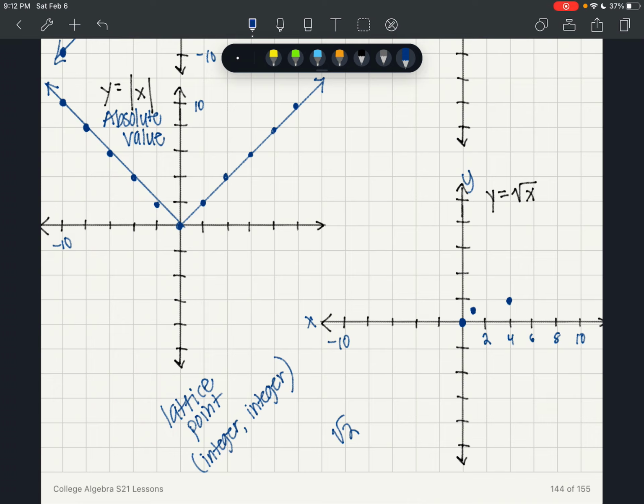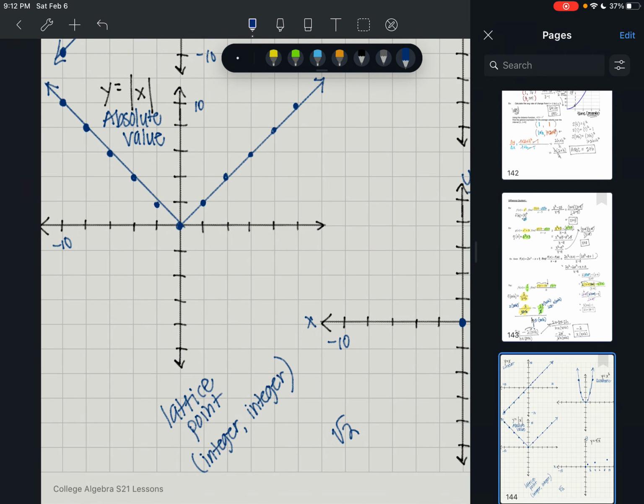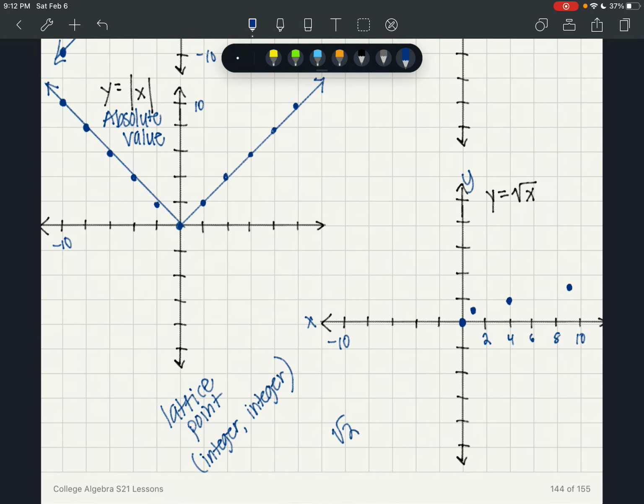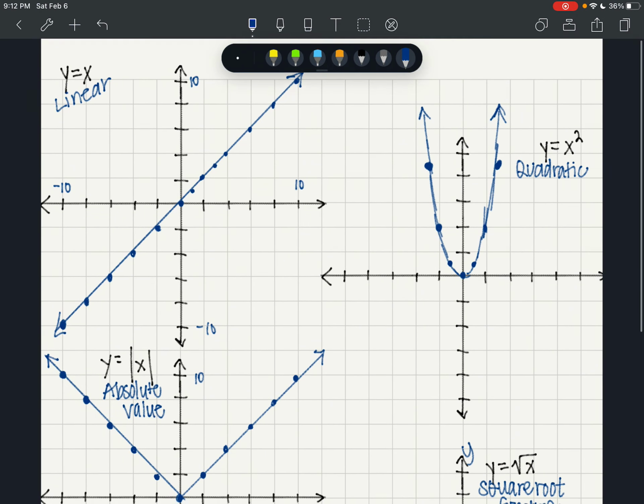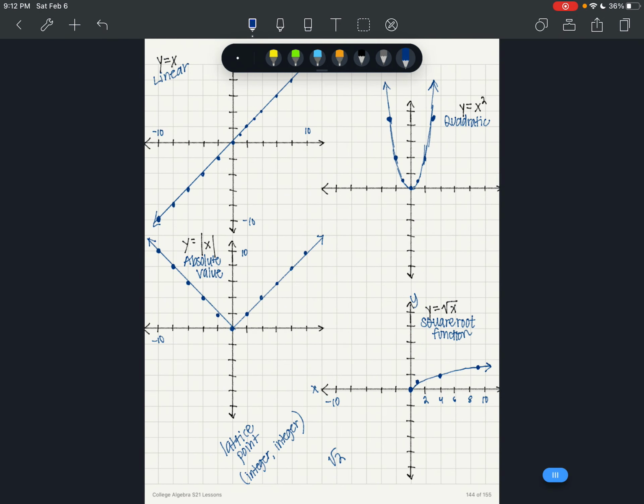What's the next value that I can put in and get an integer out? If you're thinking 9, you are correct. You put a 9 in and you get a 3 out. And then the next one would be a 16 because you would get a 4 out. And then the next one would be 25 because you'd get a 5 out. And this is a curve that looks just like that. And this is called the square root function. These are all called functions: linear function, absolute value function, quadratic function, square root function. Okay, those are 4 of them.